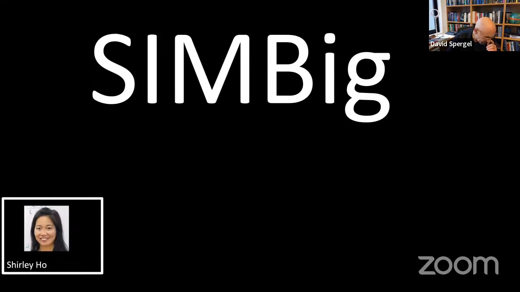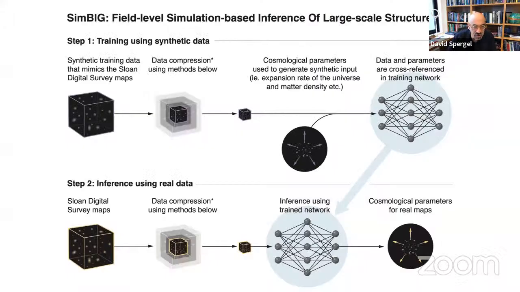One of the first applications of this to real data is the SimBig program led by Shirley Ho, where she and her team take those Quijote simulations and ask, how do we find simulations that best match the observations of the Sloan data? How do we best weight parameters? A key step in this is some data compression.